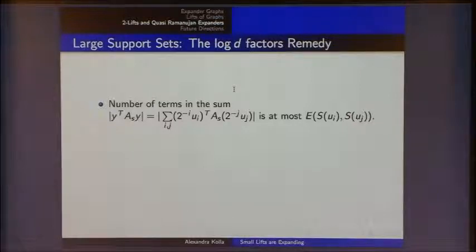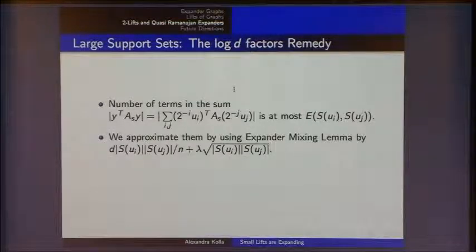However, we still need to resolve the log D problem, which is the harder problem. And here's what we do. Remember this sum, that we had these dyadic terms. And the number of terms in the sum is at most the number of edges between the supports of these two vectors.